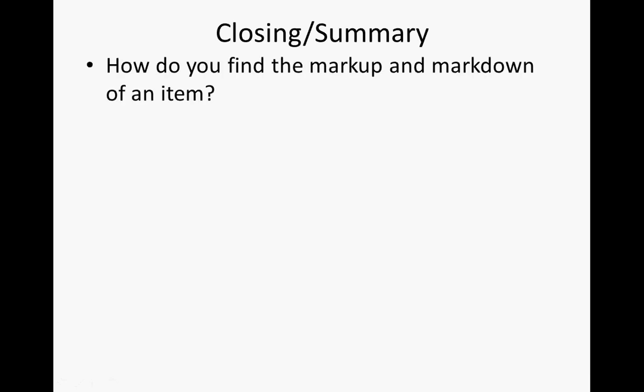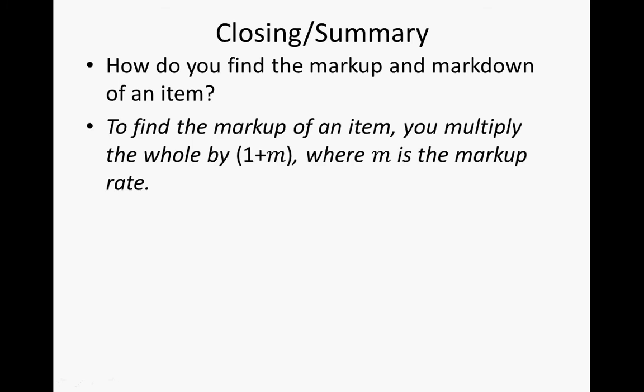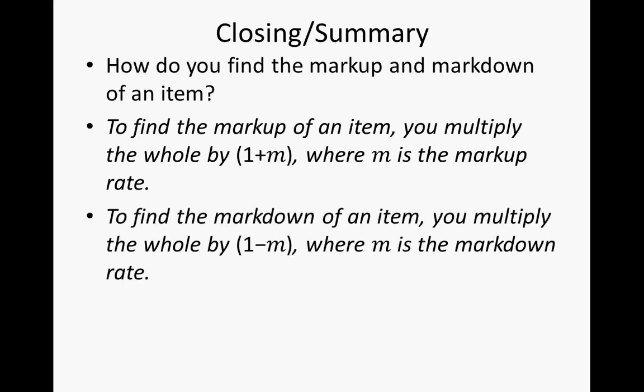All right, let's wrap this up. So how do you find a markup and markdown of an item? Well, to find the markup of an item, you multiply the whole number by 1 plus m, where m is the markup rate. And to find the markdown of an item, you multiply the whole number by 1 minus m, where m is the markdown rate.